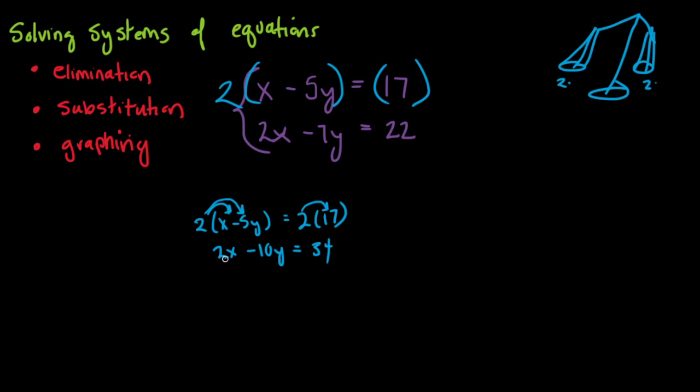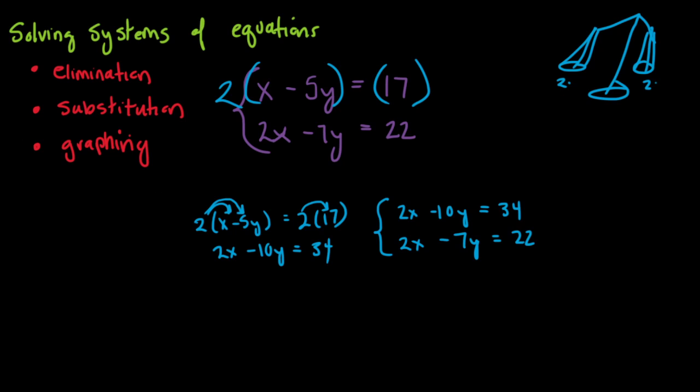So now I have this first equation, which is the same thing as up here. So let's rewrite the system of equations again. So we have the system of 2x minus 10y equals 34. And then we'll write the second equation down here. We don't need to do anything to that. 2x minus 7y equals 22. So you look at this equation, now there's something that we can eliminate.